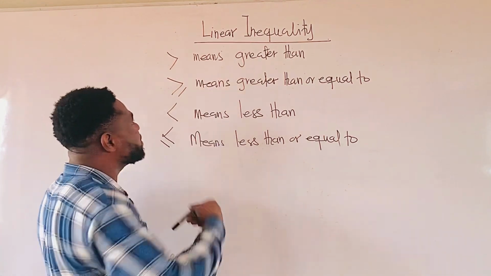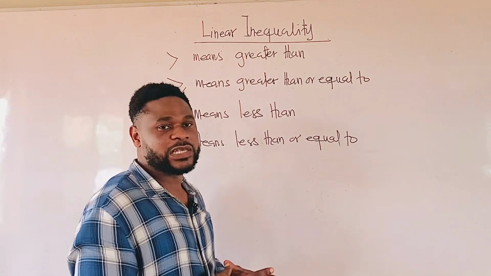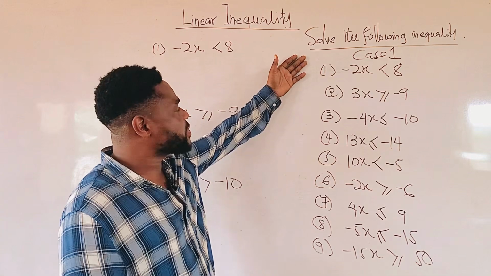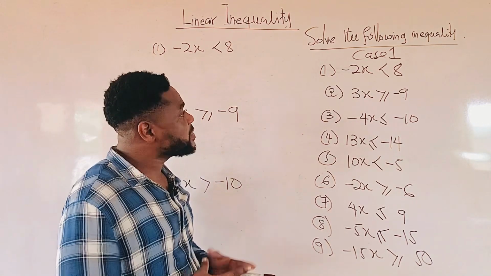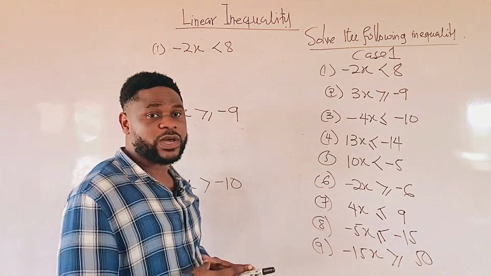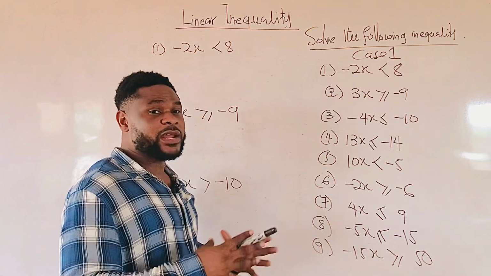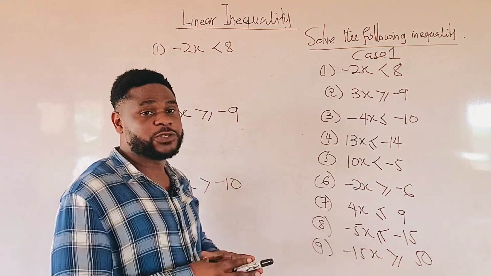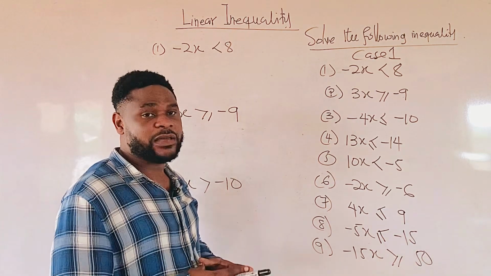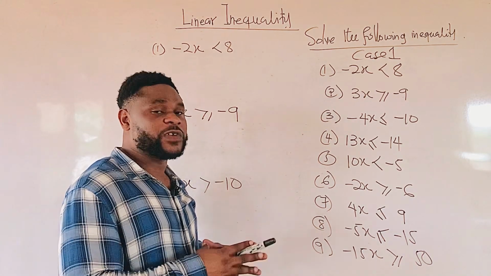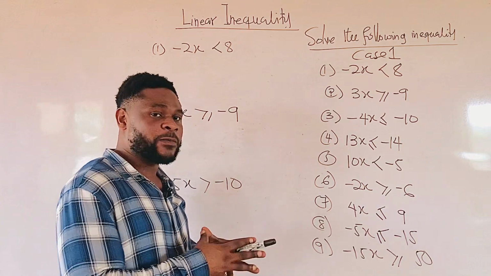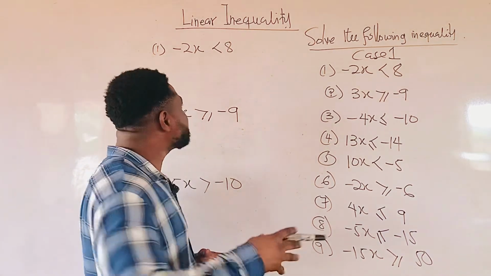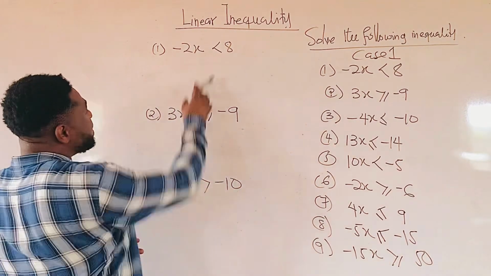Let's see how we can use this symbol to break down some relations. We want to see how we can solve the following linear inequality questions on the board. But before we do that, let us look at some rules that we can follow. Rule number 1. Anytime the coefficient of the variable is negative and you are dividing through to get your variable, the sign must change. And if the coefficient of the variable is positive and you are dividing through, the sign must remain the same. Let's see how we can use that concept to answer these questions.